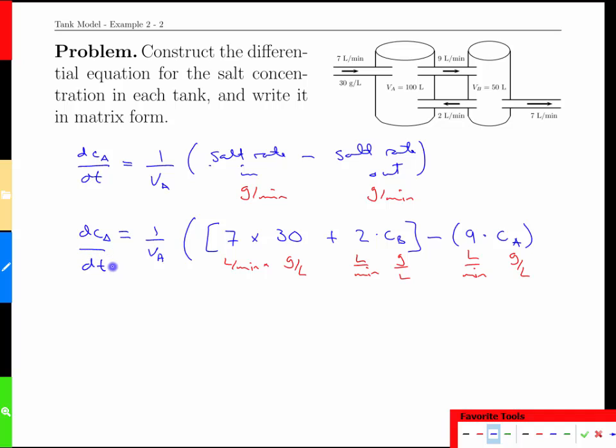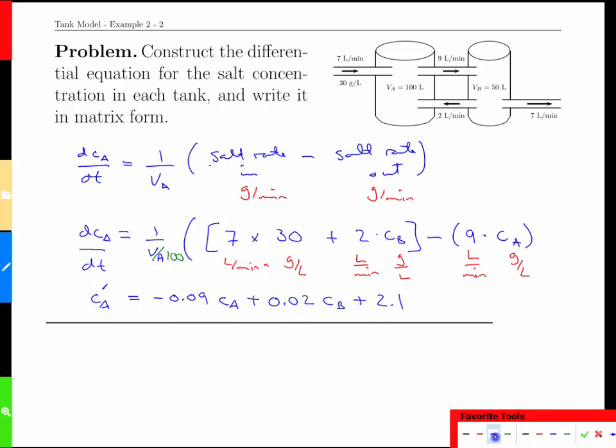Now we'll just tidy that up a little bit. Specifically, we'll break out the pieces that have C's and the pieces that don't have C's, and we'll use the 100 here. So we're going to get some decimal values this time. CA, we'll put that first. We have minus 9 over 100, so minus 0.09 CA, plus 0.02 CB, and plus 210 over 100 is 2.1. Let's call that CA prime. Perfect. Excellent start to things.